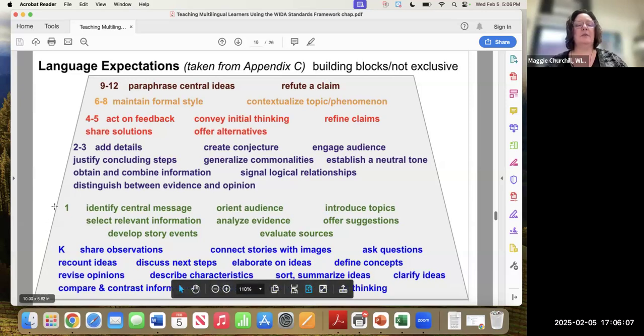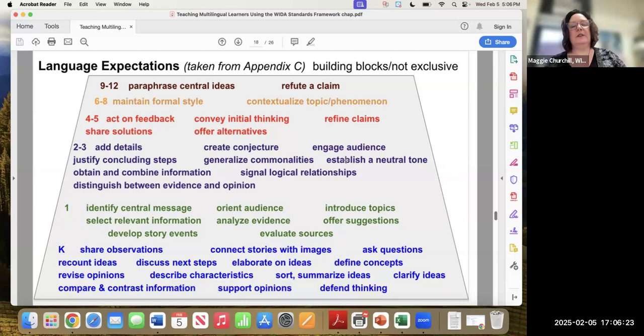Then as you move up from K to 1, you're adding on. You're not just doing the green in first grade, you're doing what's here and everything below it. So each grade level cluster becomes an add-on. In grades 2 to 3, you're doing everything that's purple and what's below, right? By the time you get to high school, you're responsible for everything that you see here.